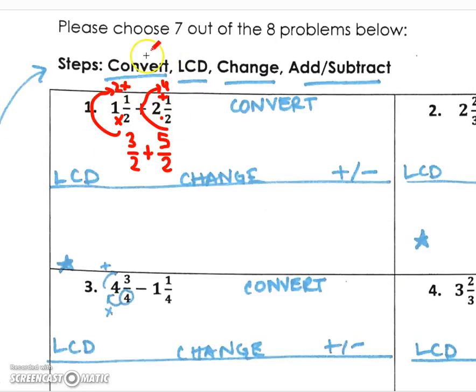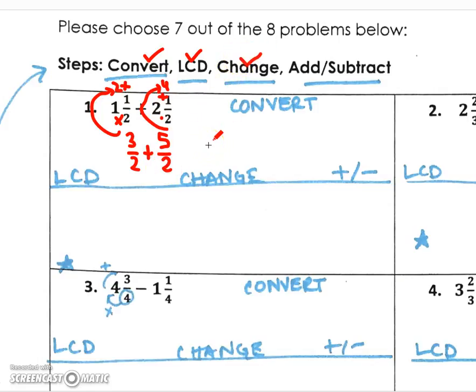Now, the next step, so I'm going to check that off. The next step is to find the least common denominator. The denominator, as you remember, is the bottom number of our fraction. Well, this is actually going to be pretty easy because I'm seeing that our denominators are already the same. So I don't need to find a least common denominator. To make it even easier, there's nothing to change here because again, our denominators are already the same. I don't have to change them.